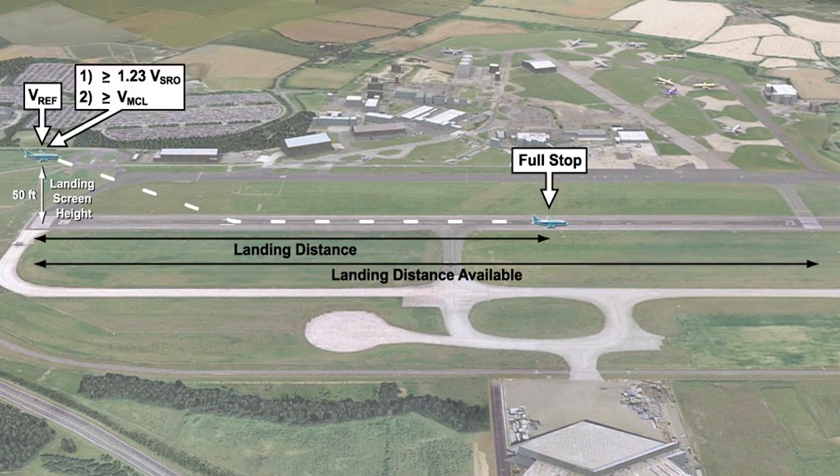Don't forget that the target speed to be attained at the screen height is called VREF, which you may recall for a Class A aeroplane must be no less than 1.23 VSRO and no less than VMCL.